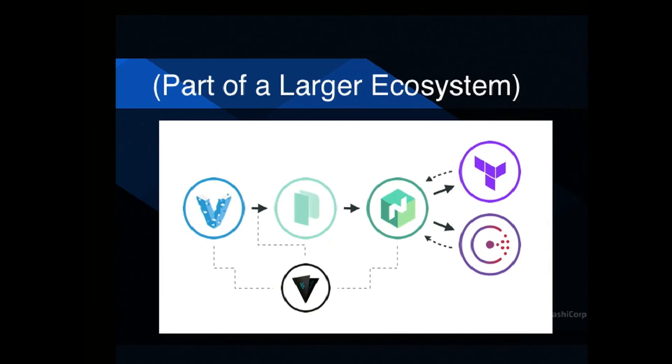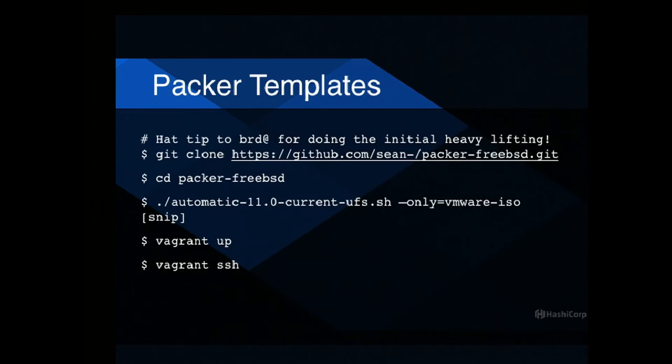Right, okay. So, Packer. What I'm really interested in doing here is filling in something that's part of a larger ecosystem. We talked a bit about Vagrant, which we use to feed Packer, and ultimately you want to be able to take that into production either through Terraform or through Nomad, which as of a couple of weeks ago does support FreeBSD in some very limited capacity.